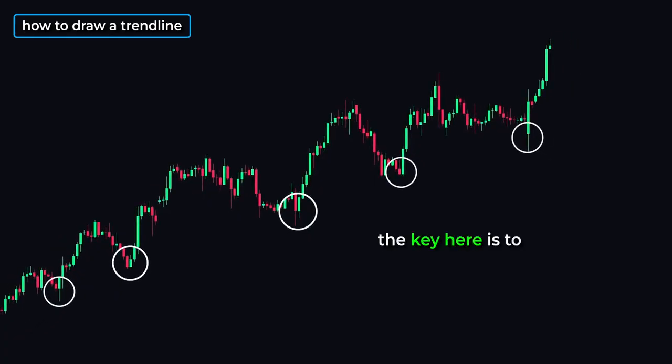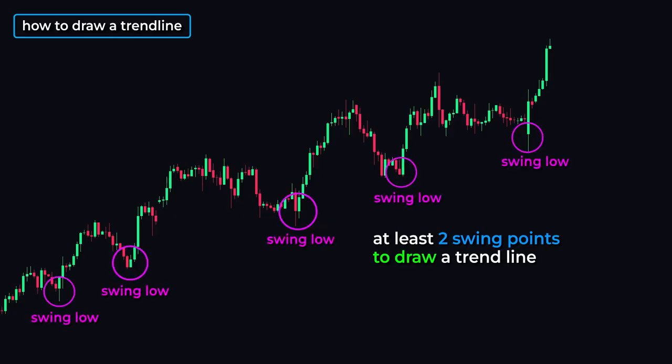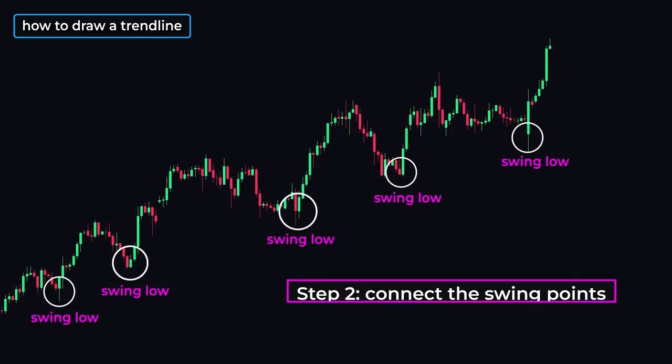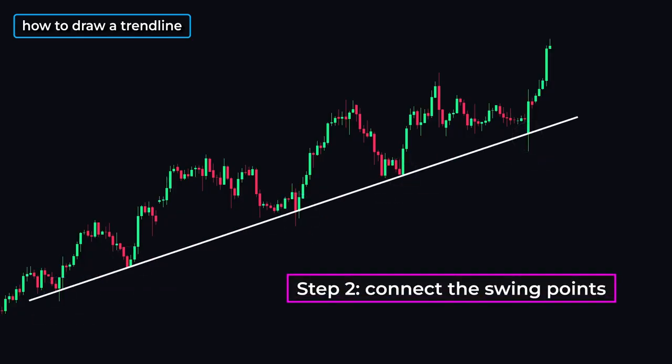However, the key here is to only mark the swing points that are major and obvious to spot. So, only mark the ones that stand out. Now, there needs to be at least 2 major swing points in order for us to be able to draw a trend line. In this case, we have more than enough. So, once you have identified them, simply draw a straight line connecting them. So that's going to be your trend line.